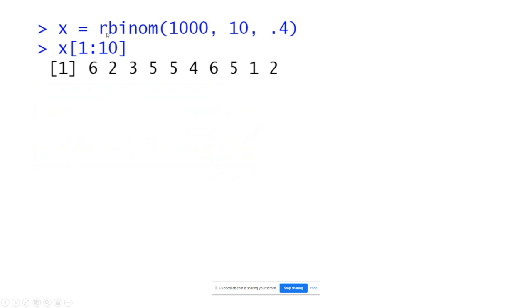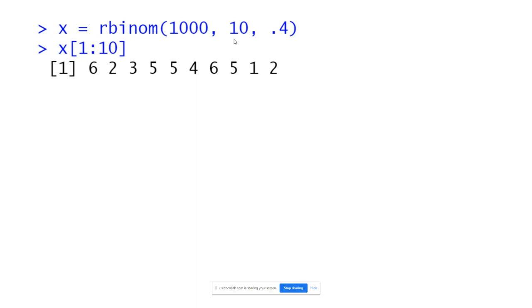If we use rbinom, that's going to generate random numbers. So here, I'm generating 1,000 random numbers from a binomial distribution with n equal to 10 and probability of success p equal to 0.4. Then, for example, we can look at the first 10 numbers in this vector x, and you can see they're all integers. They're all between 0 and 10. So that makes sense. These are all numbers of successes, say numbers of heads when we flip 10 biased coins.